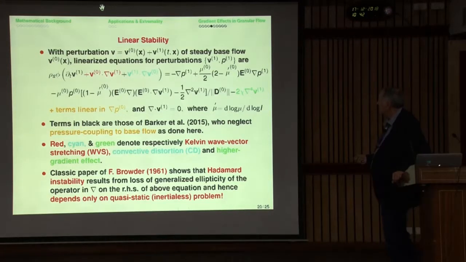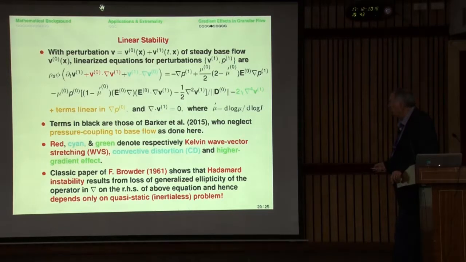If you do a linear stability analysis on the full momentum balance, then you wind up with this mess. The black terms were those considered in the analysis of Barker. This additional term comes from the higher gradient effect. And these terms have to do with convection effects that were neglected by Barker. I'm not going to talk about those here. They involve something called Kelvin wave vector stretching, and that actually turns out to be important in a transient way.